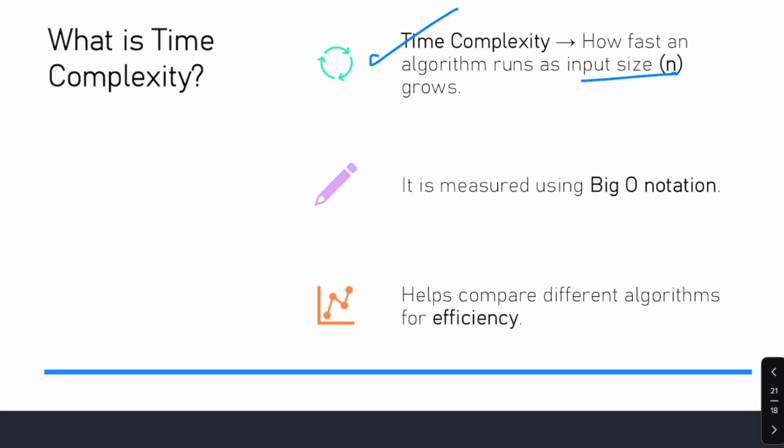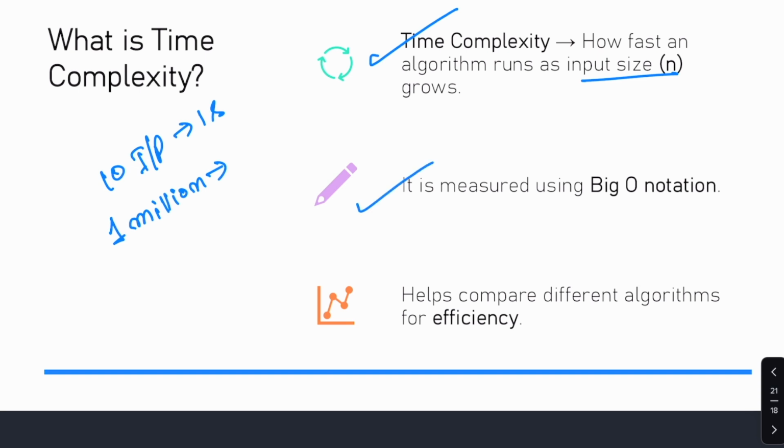Think of it like this. If an algorithm takes 1 second for 10 inputs, how long will it take for 1 million inputs? Will it be 10 seconds or 100 seconds or 1 day? By analyzing the time complexity, we can predict how an algorithm behaves with larger inputs and whether it will be efficient or slow.